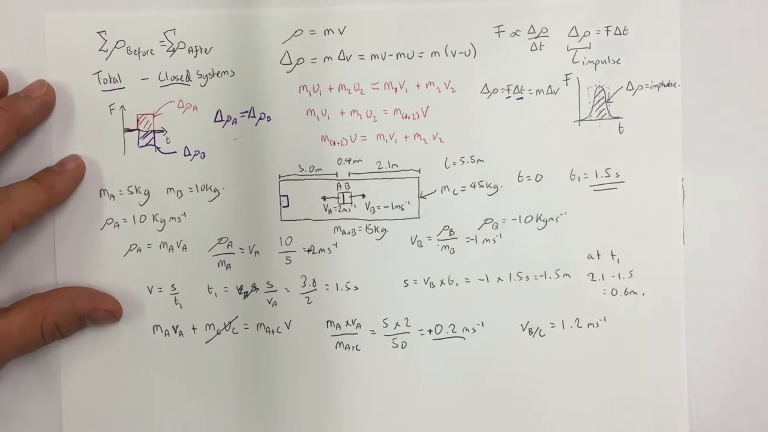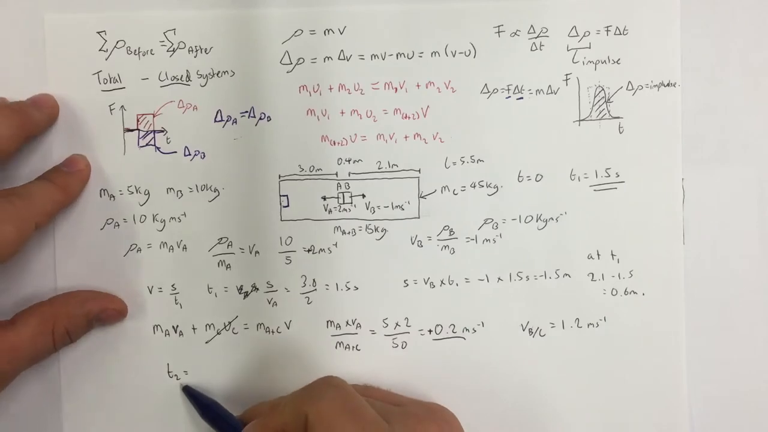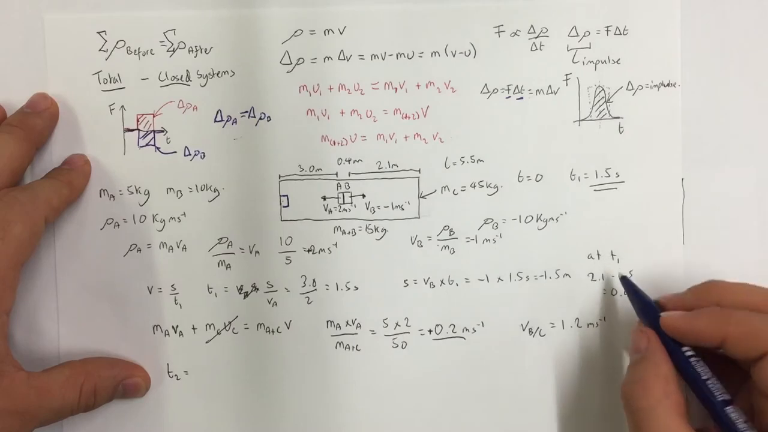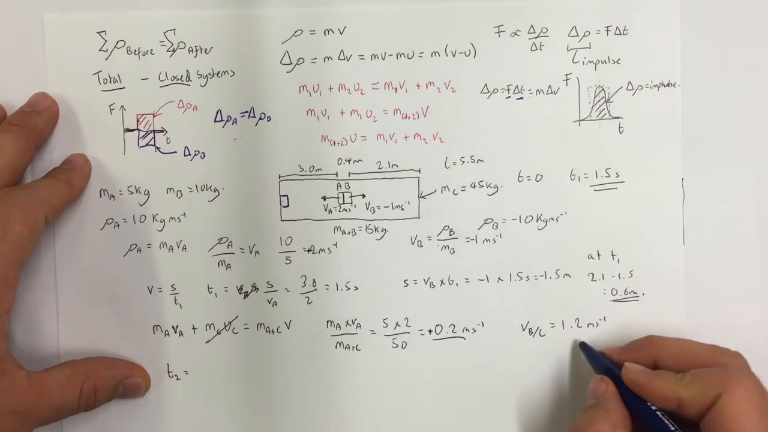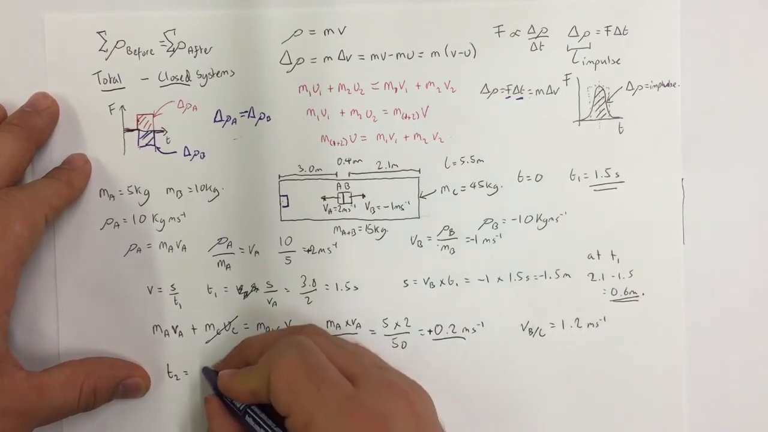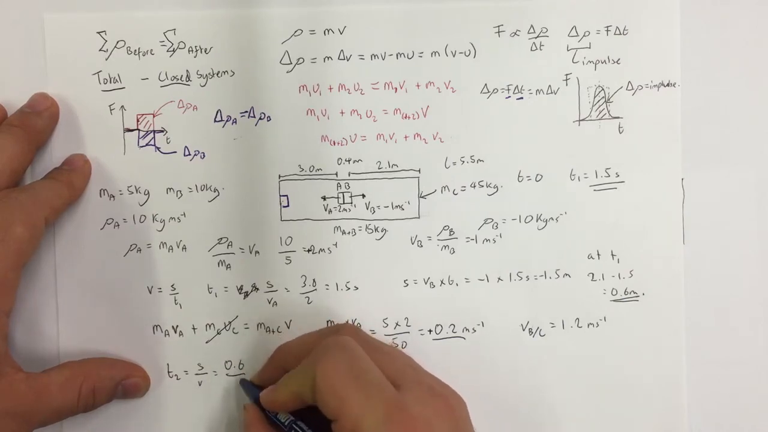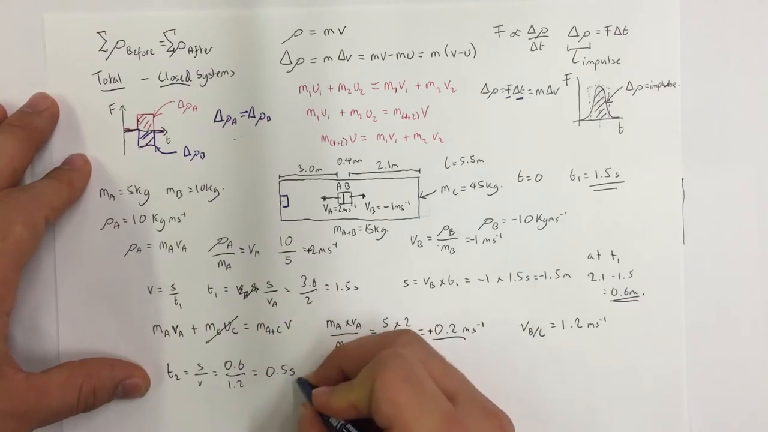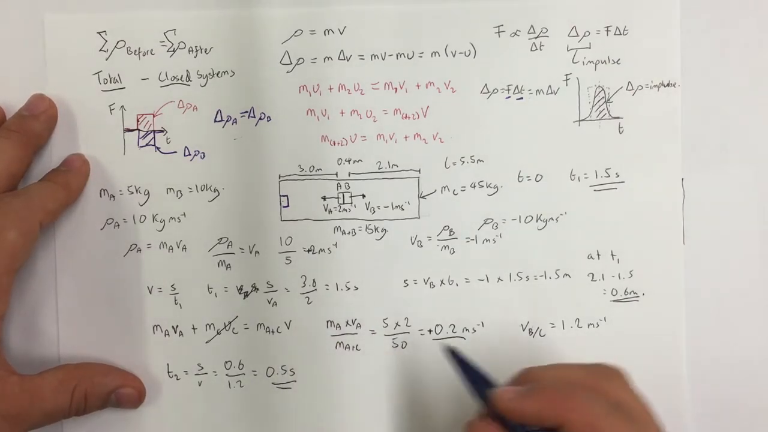So now that I know that, I can work out the time T2, which is when B collides with the container. We know it has a distance of 0.6 left to travel, and it is now travelling at a relative speed of 1.2. So the time is going to be displacement divided by velocity, so it's 0.6 divided by 1.2, and so the time is 0.5 seconds. So I have to add that.